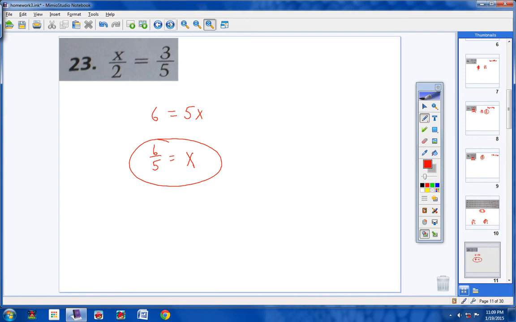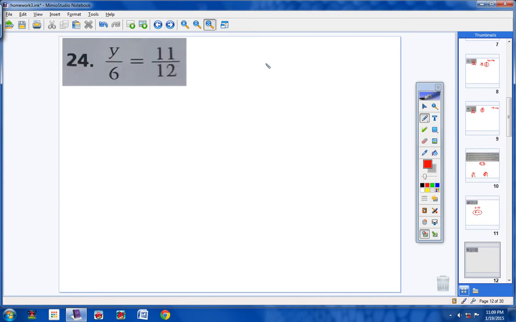Okay, moving on to number 24. Cross multiply. 6 times 11 is 66. Y times 12 is 12y. Set them equal. Divide by 12. 66 over 12 would not be a good answer. You want to reduce first. 3 goes into both of these. 22 over 4. 6 goes into both of these. So 11 over 2 would be one answer, or 5.5. Any of those would be fine, okay? But these fractions here are not sufficient because they're not reduced.